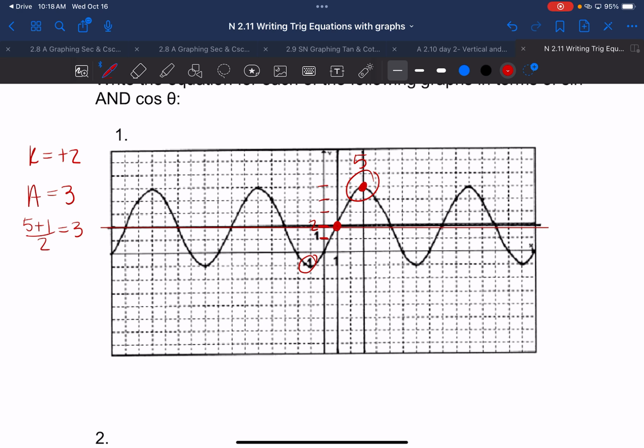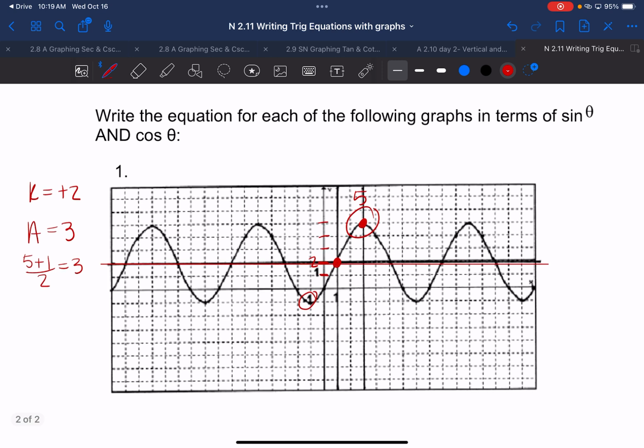Okay? Now, something else that I need to check and see if my graph has is a b value. Now, remember, my b value is going to come from the period of the graph. So remember, to find b, you take the normal period, which is 2 pi, and you divide it by the period of your graph. Okay, and remember, we said that a period is how long it takes for you to complete one full cycle of your graph, right?